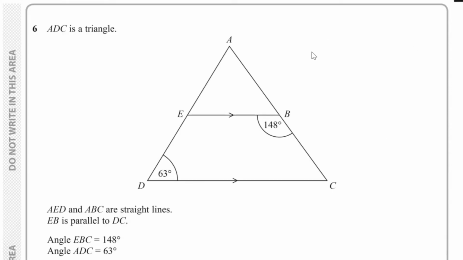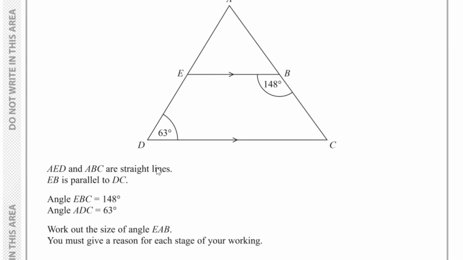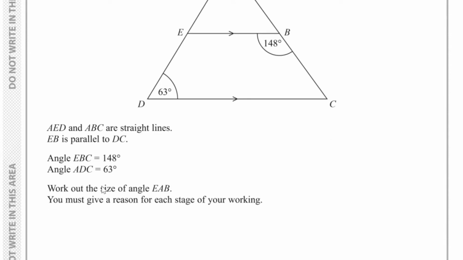Question number 6. ADC is a triangle. AED and ABC are straight lines. EB is parallel to DC. The angle EBC is 148 degrees. The angle ADC is 63 degrees. We have to work out the size of the angle EAB. You must give a reason for each stage of your working.